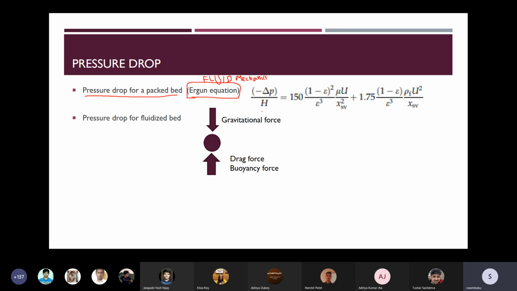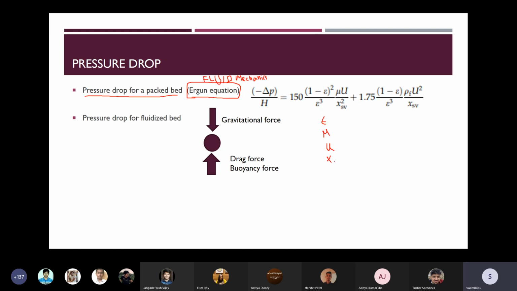So this is again the equation: delta P by L equal to 150 into (1 minus epsilon) squared. Here epsilon is void fraction, void volume by the total volume. Nu is viscosity, viscosity of the fluid which is flowing. U is velocity.